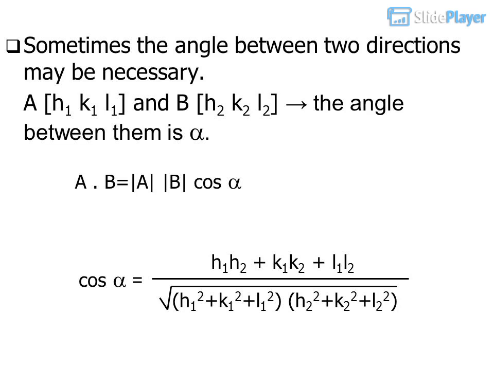Sometimes the angle between 2 directions may be necessary. For directions A, [h1 k1 l1], and B, [h2 k2 l2], the angle between them is alpha. A dot B equals the magnitude of A times the magnitude of B times cos alpha. Cos alpha equals h1 h2 plus k1 k2 plus l1 l2, over the square root of h1 squared plus k1 squared plus l1 squared, times the square root of h2 squared plus k2 squared plus l2 squared.